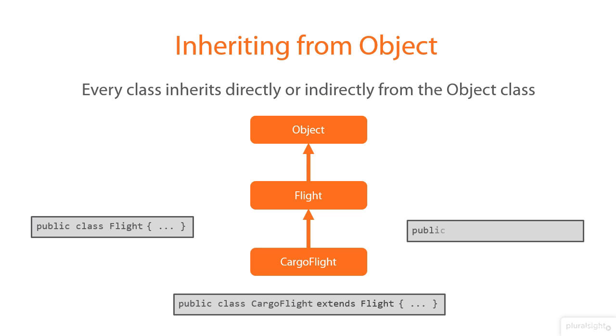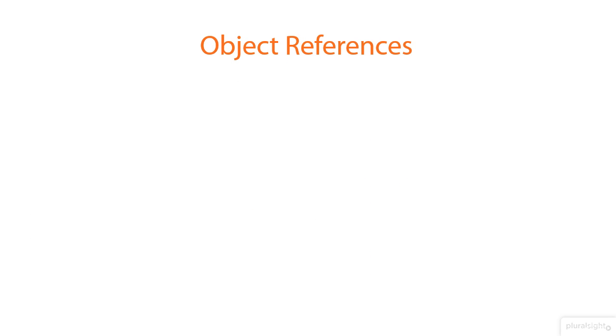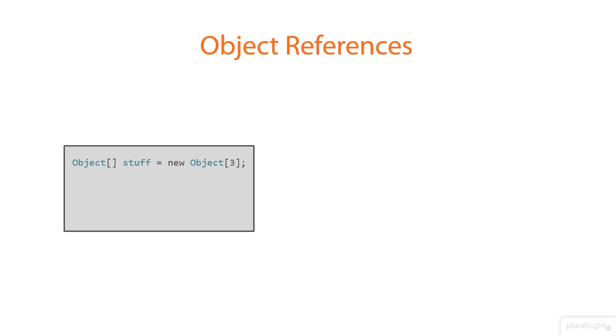So if we look at our passenger class, we don't say it extends anything, but when we diagram it, it still extends object. So what we see here is that whether classes are related to one another or not, they always extend the object class, meaning that we can treat any class as an object. So to put that into practice, let's declare an array we'll call stuff. Its type is object, and we've created 3 spots in it. So maybe the first element holds a reference to an instance of flight. The next one holds a reference to a passenger instance, and we could even add another one that's a cargo flight.